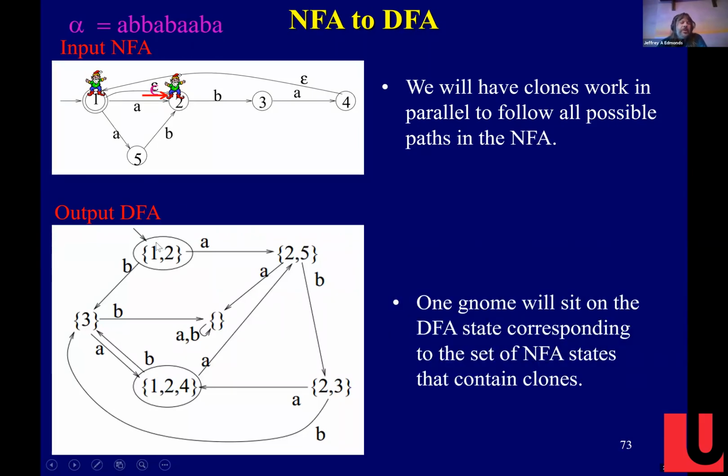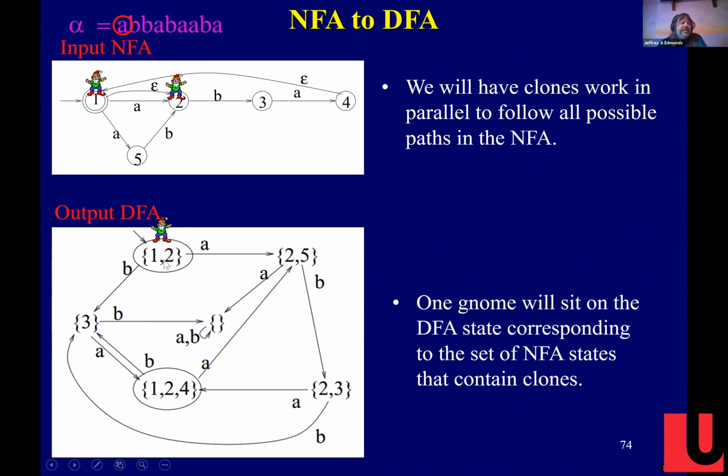So for the DFA, we're going to have a state for every subset of the NFA states. One DFA state for each subset. And what is the start state of this DFA going to be? It's going to be saying, well, there could be a gnome on 1 or there could be a gnome on 2, right? People following that so far?